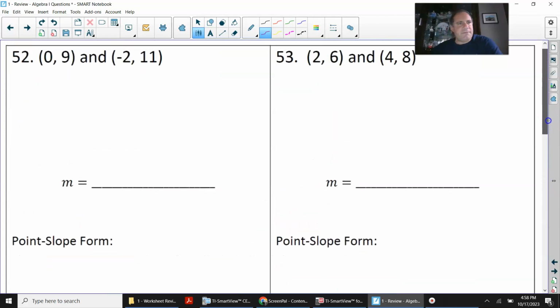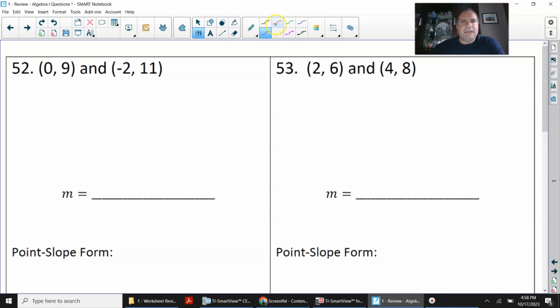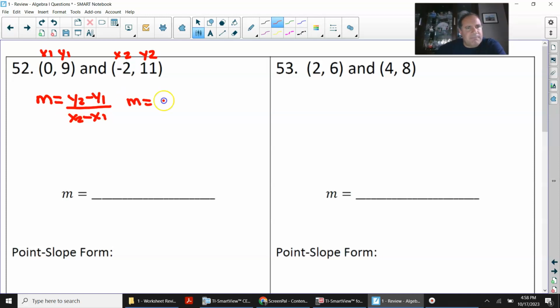Okay, so we have 3 more problems to do. And again, we're going to just start out with getting the slope as x1, y1, x2, y2, m equals y2 minus y1 over x2 minus x1. And we're going to set that up with the subtraction symbols in. We have 11 minus 9, y2 minus y1, and then -2 minus 0.